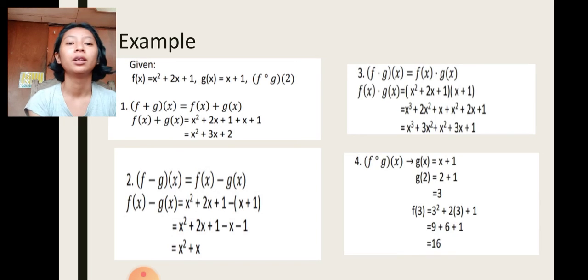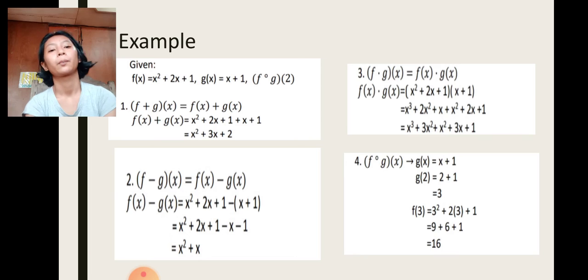For example, given f of x is equal to x squared plus 2x plus 1, g of x is equal to x plus 1, find f composed with g of 2. First, f plus g of x is equal to f of x plus g of x. Given that f of x is x squared plus 2x plus 1, and g of x is x plus 1, combining like terms, our answer is x squared plus 3x plus 2.